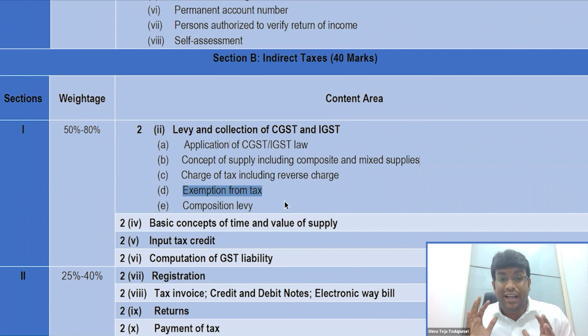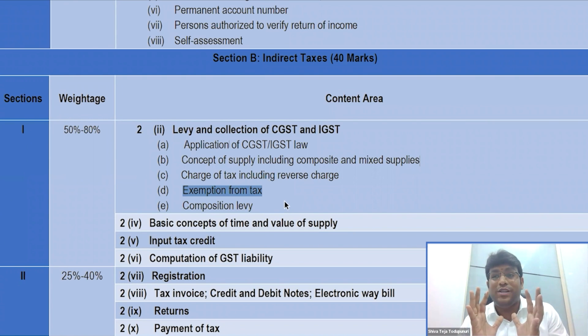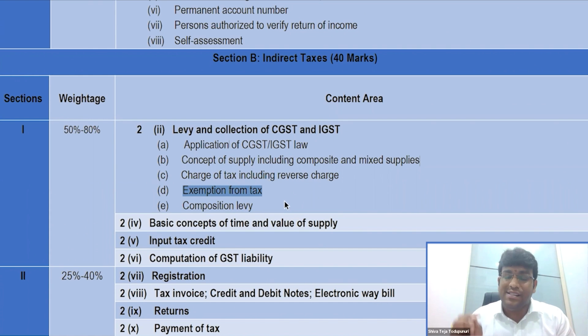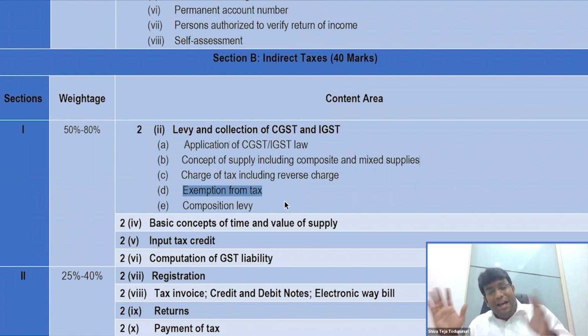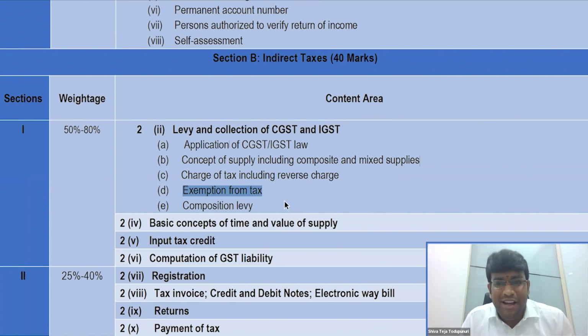So what happens in the exam is they'll give you 4 to 5 points and ask you whether it is exempt or taxable. The only activity you're supposed to do is find out whether it is exempt or taxable. That's it. They won't even ask you any more. Don't expect that they'll give a 10-mark question saying write 10 exemptions. That's never how they ask questions in the exam. Clear?